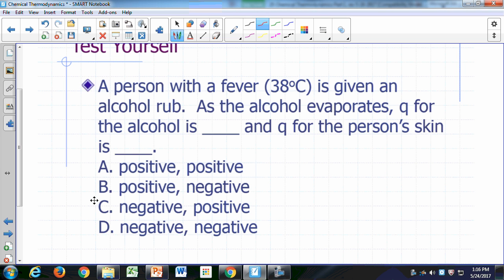Well, the alcohol evaporates, so you're going from liquid to gas, so Q there is going to be positive. That's an endothermic process, vaporization. And because the heat that went into the alcohol came from the person's skin, Q would be negative for the person's skin. Okay, so the correct answer there would be B.